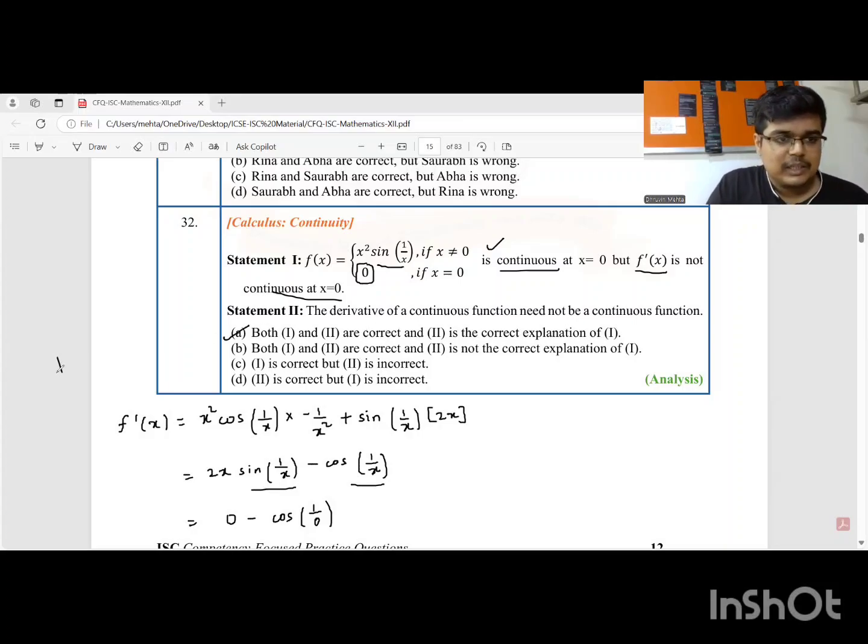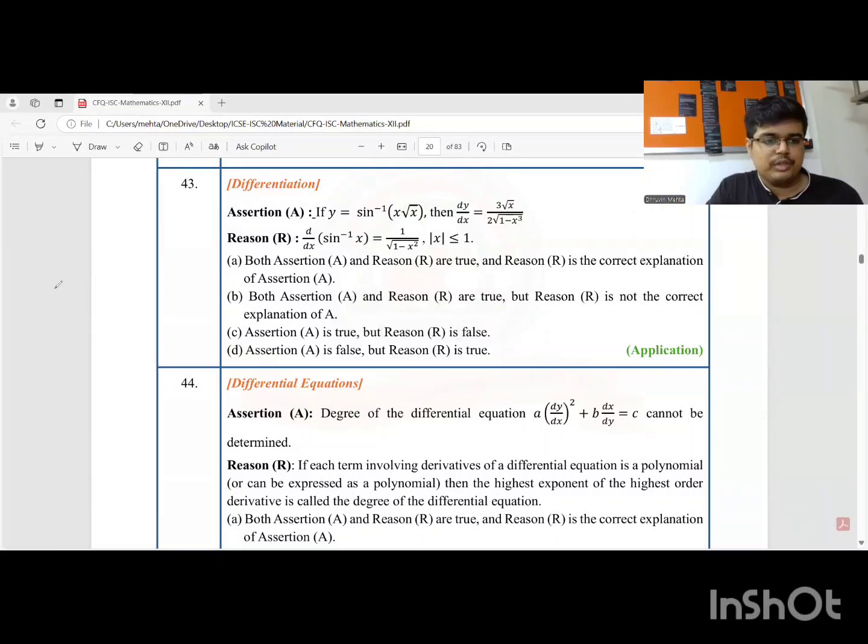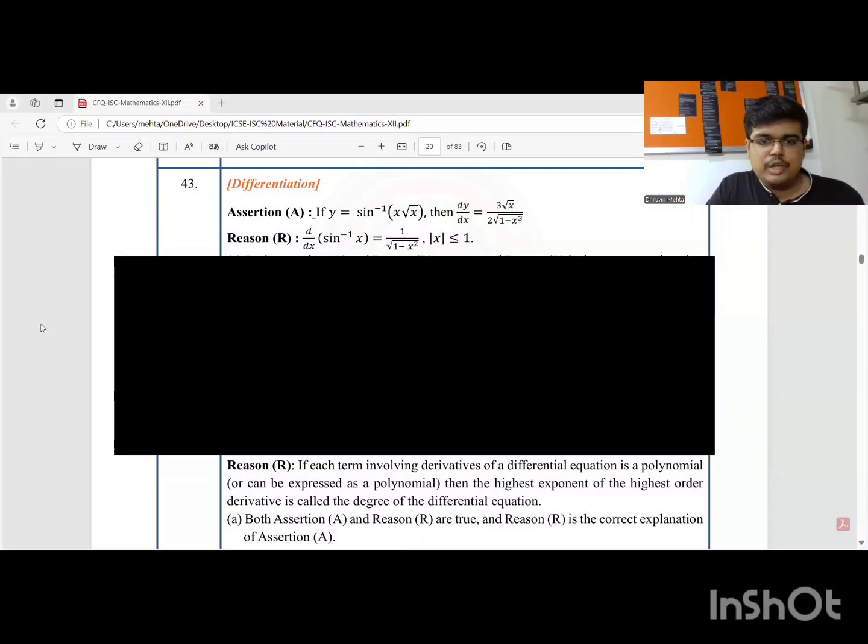With that, we complete the sum. Let's proceed to the next one. Question 43. In question 43, students, we have to just take the derivative. So when we take the derivative using chain rule, derivative of sine inverse x, I hope people know the formula. It is 1 upon root of 1 minus x square. One more thing which you should know, x root x, students, when you use the rule of indices, it is x raised to 3 by 2.